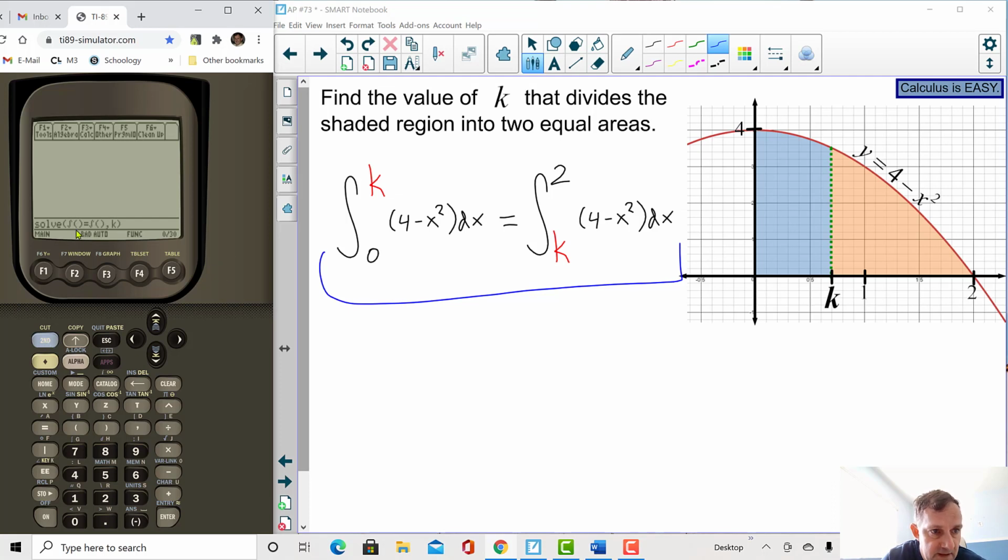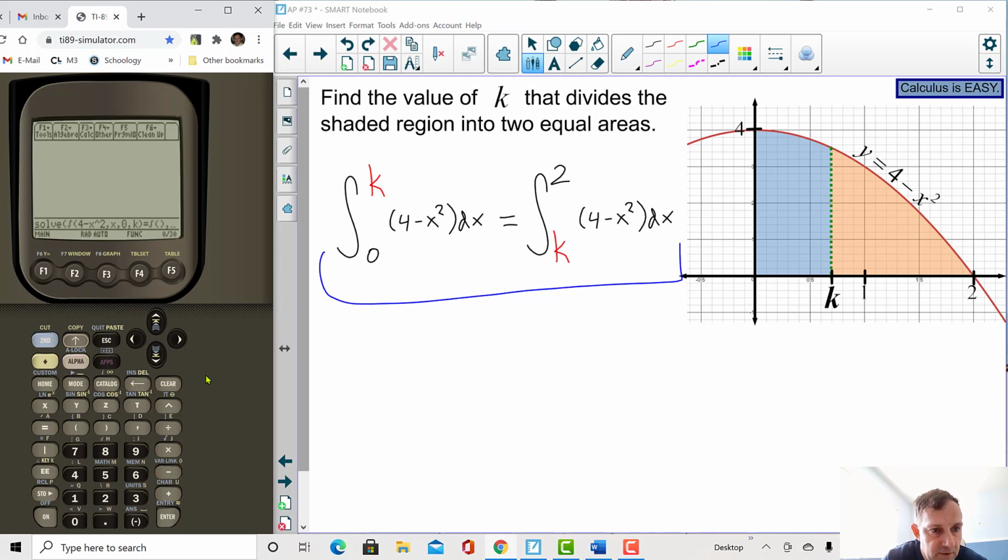All right, you'll notice I haven't said anything about the integral yet because I don't want to make a mistake with parentheses. I don't want to miss any parentheses. So now I'm going to go to the first integral and type the integral in. It's going to be 4 minus x squared. And this one goes from 0 to k.